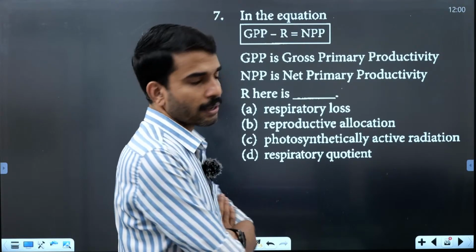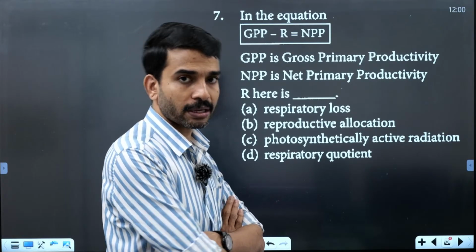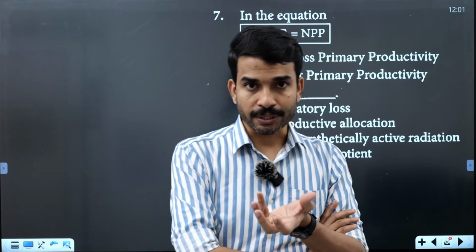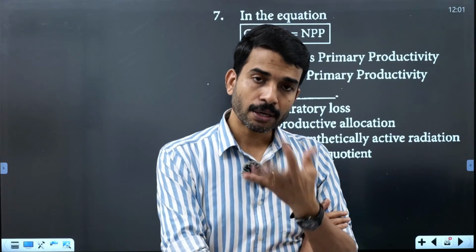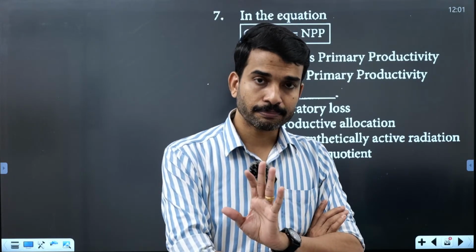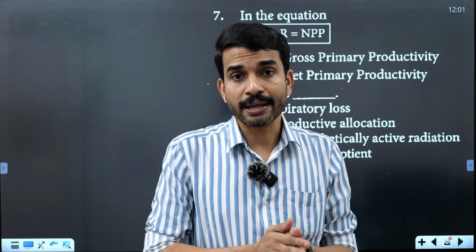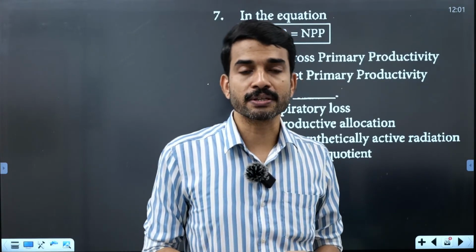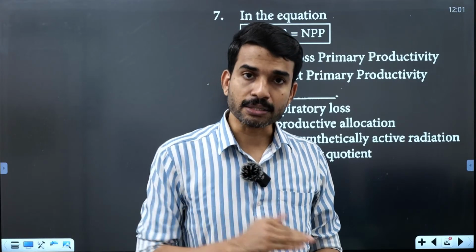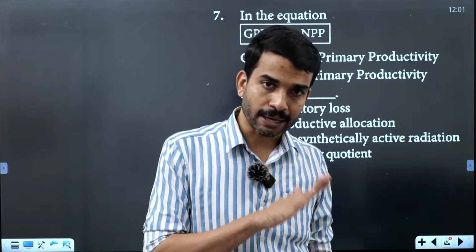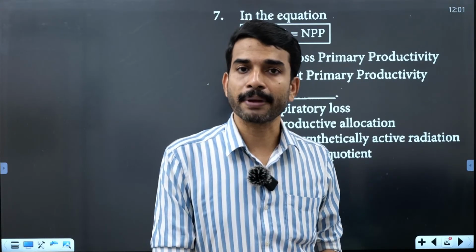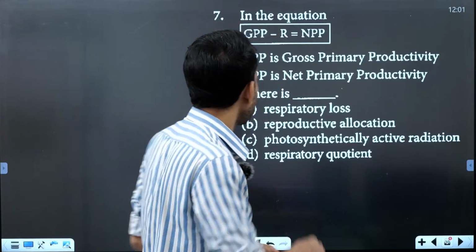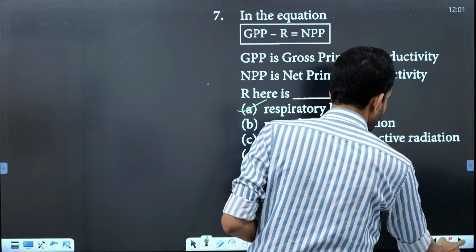Okay, we'll go with A, right? Respiratory loss. What do you mean by respiratory loss? Respiratory loss means the part of that energy or organic matter utilized by plants itself. Because they have to grow, carry out life activities, and perform metabolic activities. For all those things, they need energy. That energy they take from the organic matter they synthesized already, right? That is what we call respiratory loss. So the answer is, of course, A. Next.